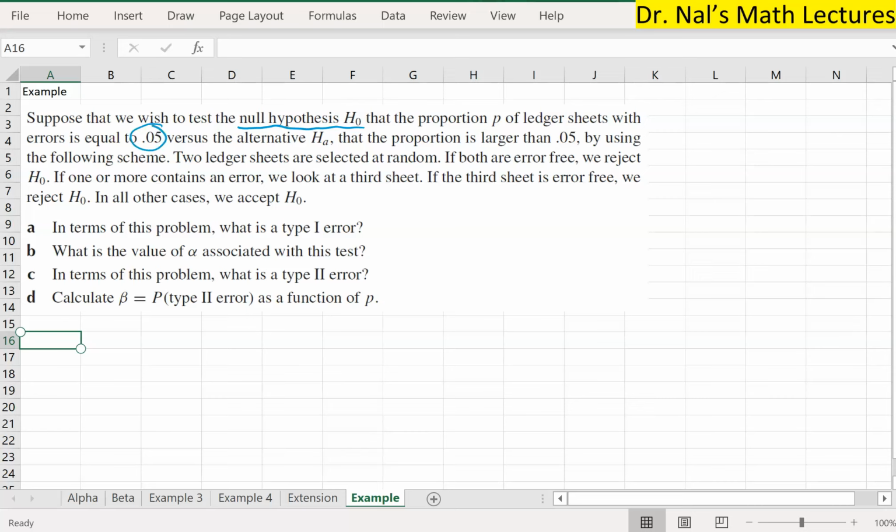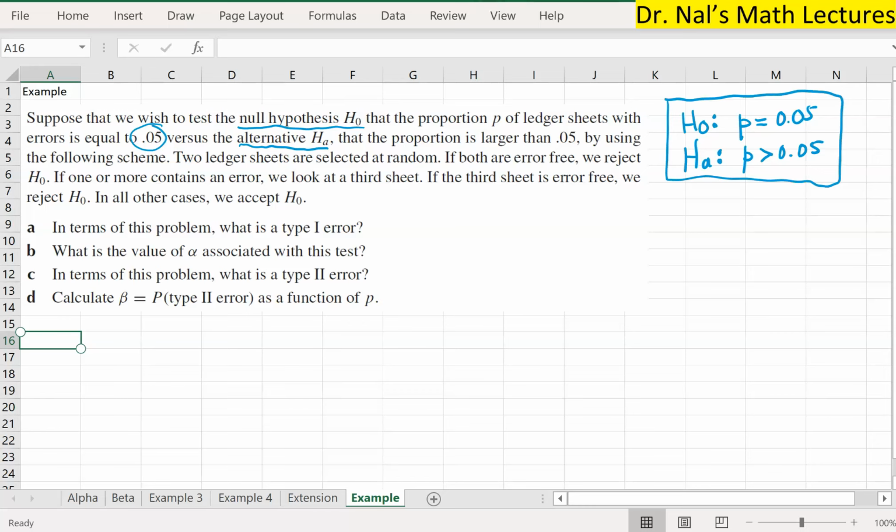So let's type this. The null hypothesis is that the probability that we will have an error is 0.05 at the max, versus the alternative hypothesis, where we want to reject that and we think that it is really greater than 0.05. Now, in order to do that, obviously we need a test statistic and then a rejection region. So let's talk about this.